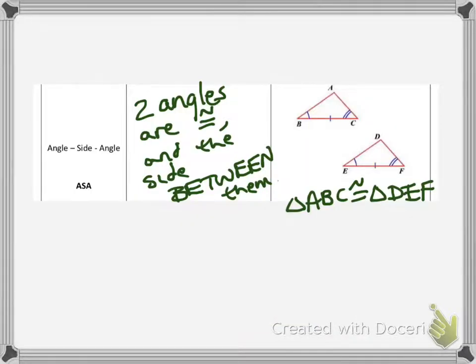So to summarize, angle, side, angle, ASA. You've probably caught on that A always stands for angle and S always stands for side. If you have two angles that are congruent and the side in between them is also congruent, then you can say the triangles are congruent. So triangle ABC is congruent to triangle DEF in this picture.